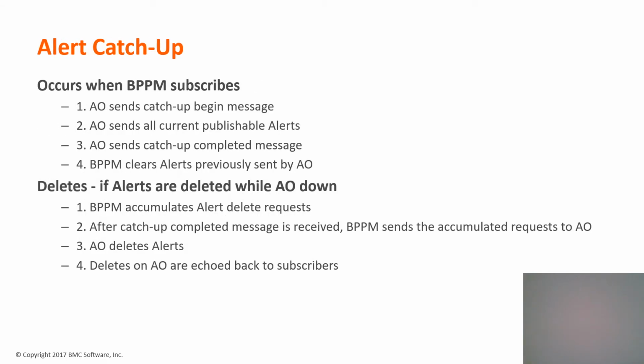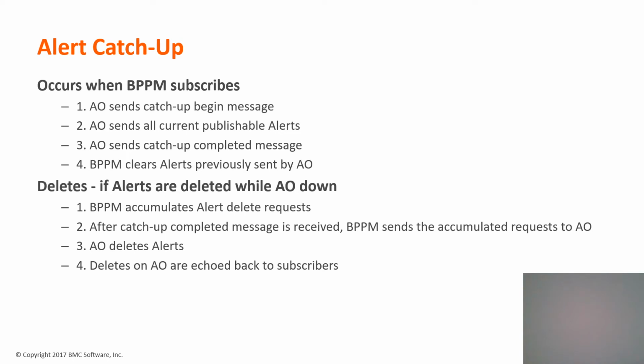The Auto Operator BPPM interface also allows for catch-up processing when the connection goes down. And this is how it occurs. BPPM subscribes to Auto Operator when it comes up, and Auto Operator will send it a message indicating that it's beginning the catch-up process. Then Auto Operator will send all currently published alerts. AO will send a catch-up complete message, and then BPPM will clear the alerts previously sent by AO.